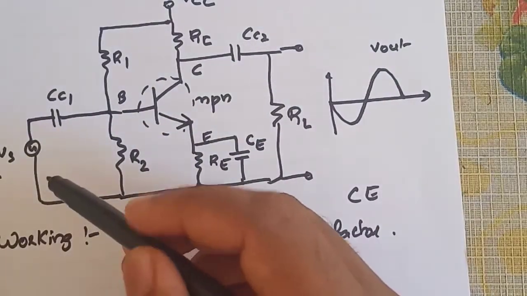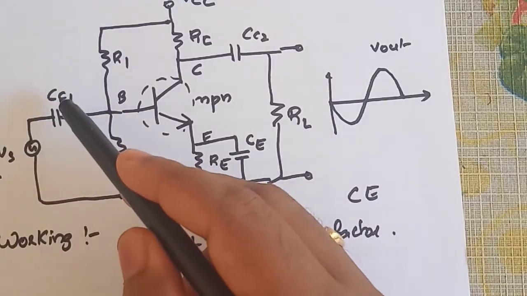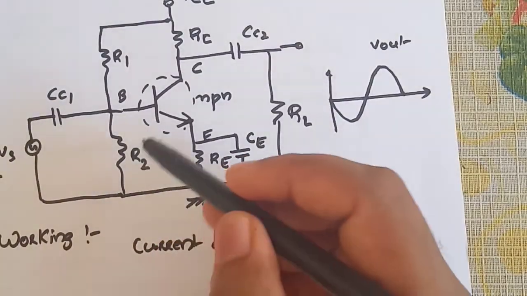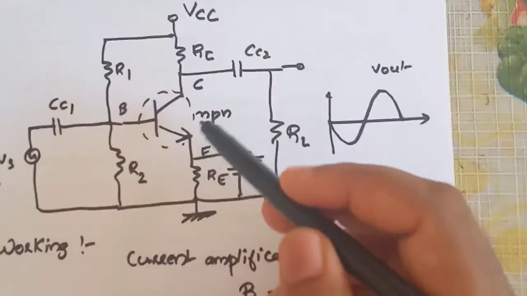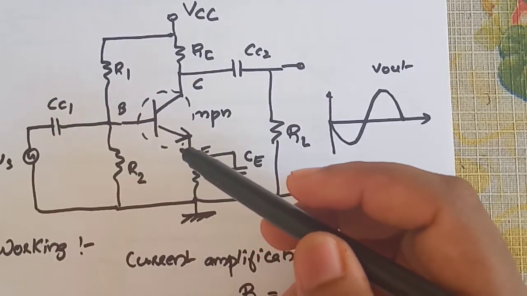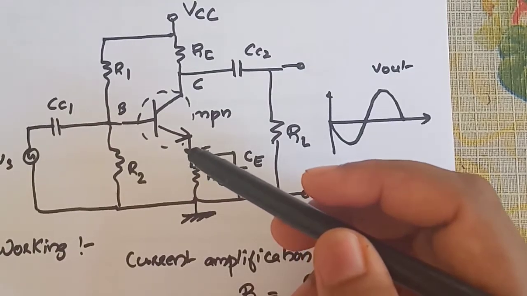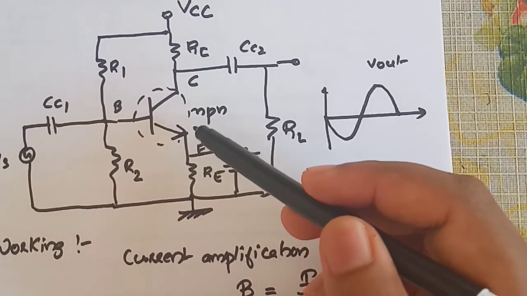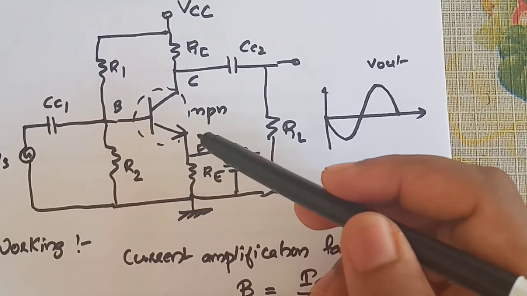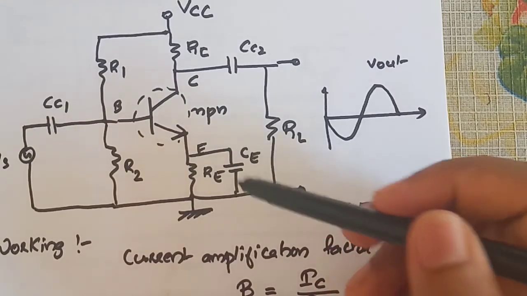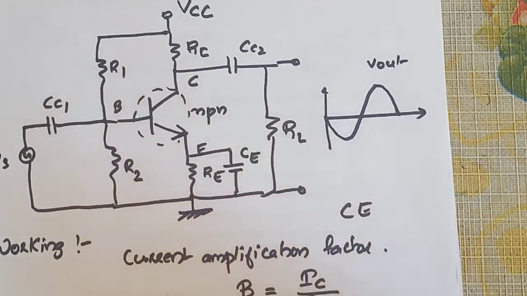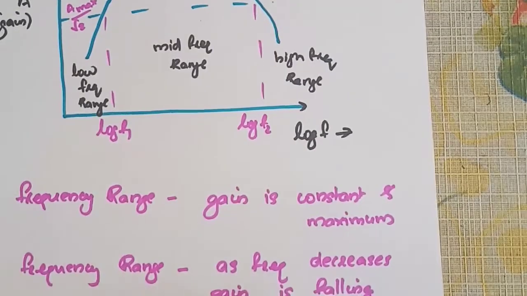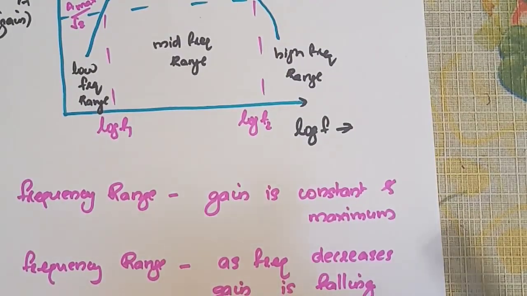Since the reactance is very low, more signal comes to the base, and an effect called the loading effect occurs, which decreases the gain of the amplifier. That is, the beta value is reduced, and due to the loading effect there is a fall in the frequency response at high frequency. This is the explanation for the gain falling at low and high frequency.